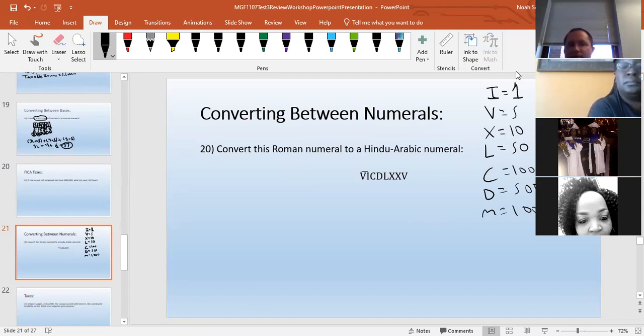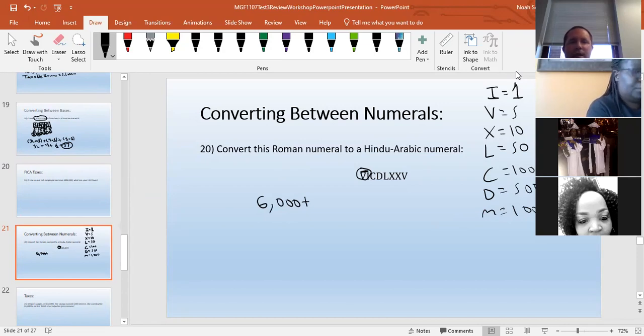So what do we have first here? Let's keep a total. We got a VI, which is 6, but it's got a line over it. What's the value of that? That's 6,000. That's going to add to our total. Now you kind of have to read this left to right. If any smaller value numerals precede a larger value numeral, then you subtract the smaller from the larger.